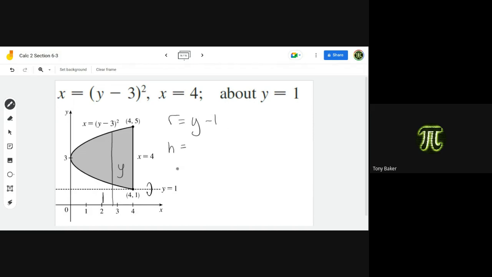Why is it minus 1? Because we're rotating around the y equals 1 axis. Minus 1. 1 minus y is not the same as y minus 1. It's minus, so we have to go down one. It doesn't change my math so far. For radius, I got 1 plus y.